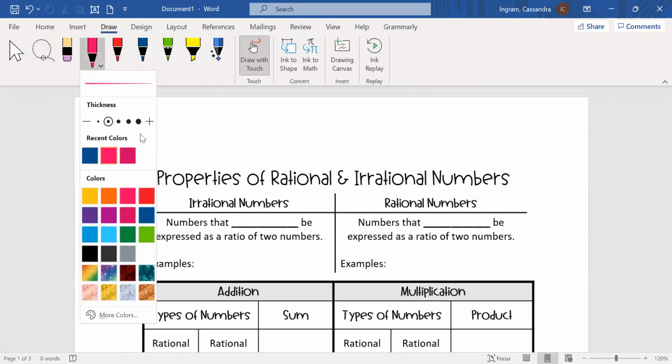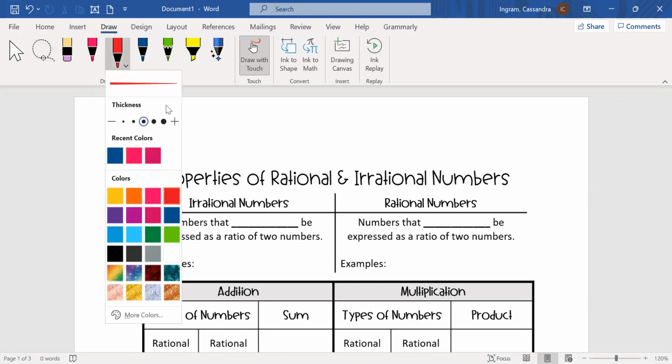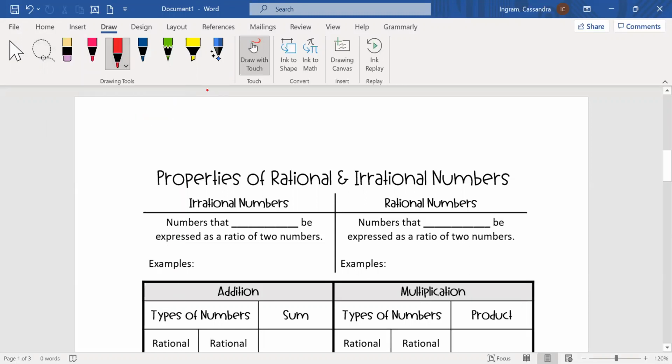So let's go ahead and get started with rational and irrational numbers. This is stuff that you learned last year, but just like I said in the Google Classroom message, this is straight up memorization, okay?